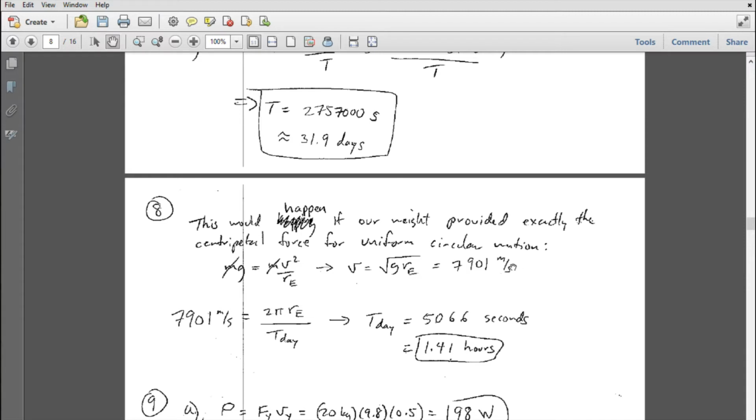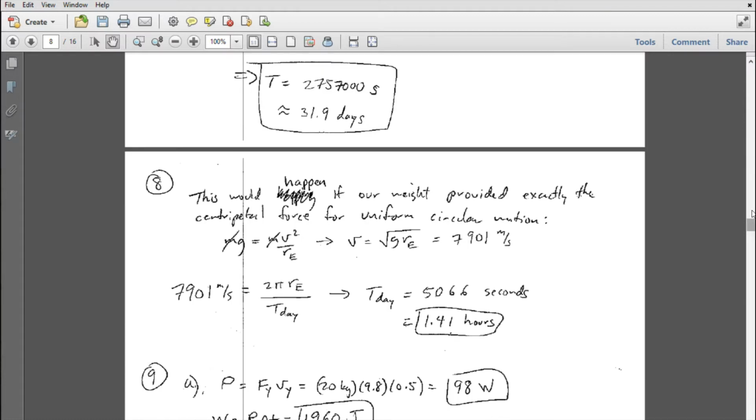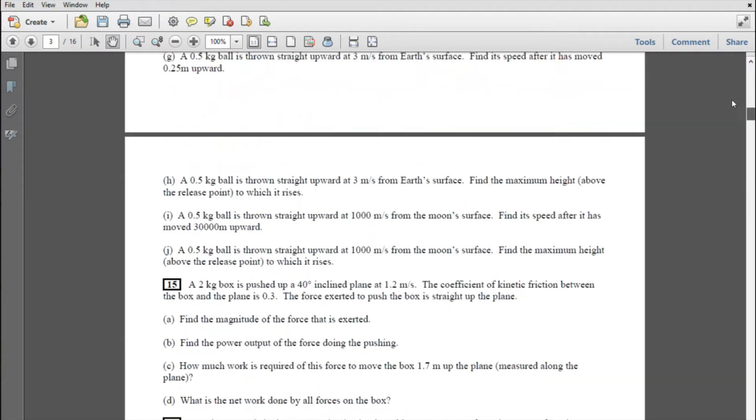Okay, so that's the speed that we'd have to be moving at, and then we use the old distance over time trick to convert that into the length of time a day would have to be. So if we know our speed, that's equal to 2 pi r divided by t, and we solve for t, and we get about 5,000 seconds, or 1.41 hours. So the period right now is 24 hours. We would have to reduce that to 1.4 hours, so quite a bit of an increase in the rate at which Earth is spinning in order to feel weightless.